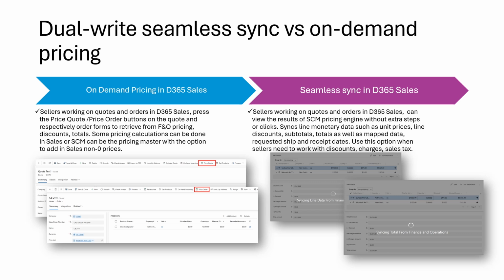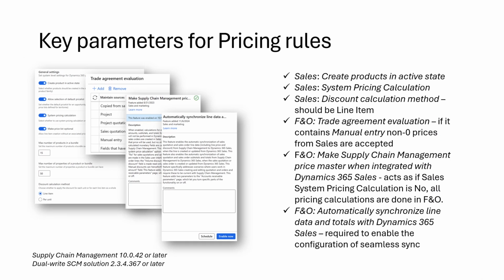Besides syncing monetary data, Seamless Sync also triggers the sync of mapped data and requested ship and requested receipt dates, which might be recalculated when the lines are entered into F&O. Seamless Sync does require supply chain management to be the pricing master. These are the key parameters for determining the pricing master and the pricing roles when using Dual-write. We have a few in sales and a few more in finance and operations.